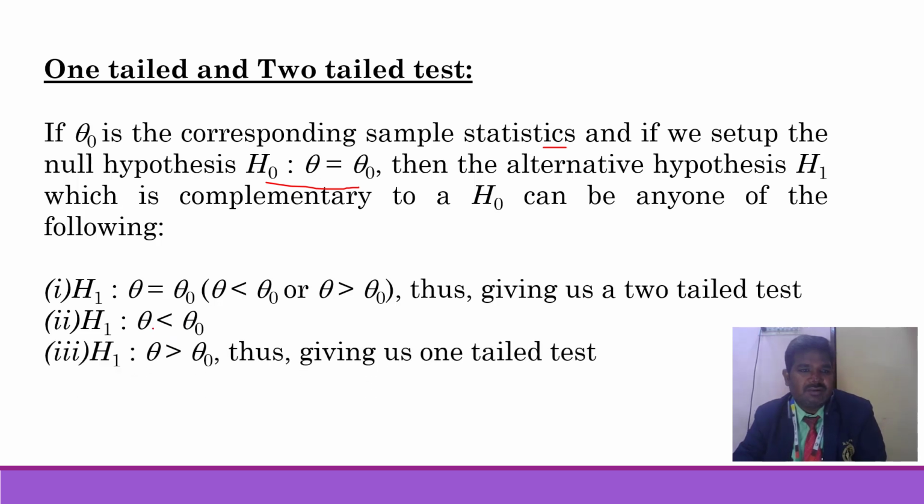Thus H1: theta not equal to theta naught gives us a two-tailed test, that is we have two possibilities, strictly less than or strictly greater than. H1: theta is strictly less than theta naught, or H1: theta is strictly greater than theta naught, gives us a one-tailed test. So the first one is the two-tailed test. The second and third, strictly less than or strictly greater than, have only one possibility. This is the one-tailed test.